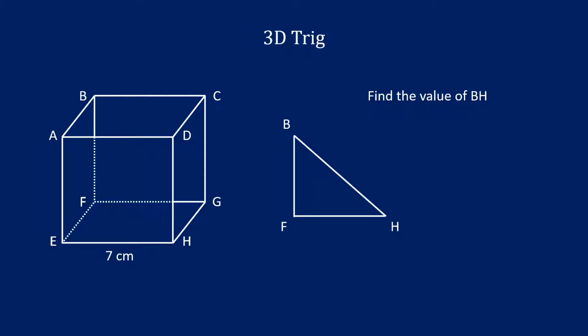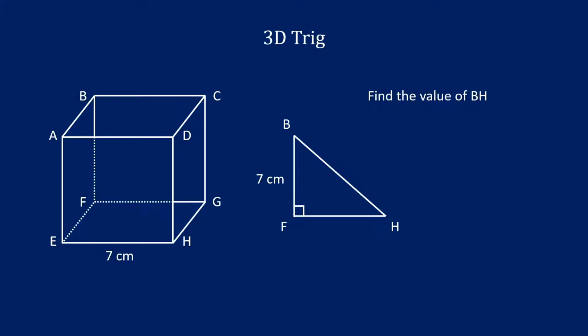Well, I know what BF is because it's a cube, so BF is 7 centimeters. Also, I know that angle BFH is 90 degrees. How do I know that? Well, it's a cube and I took the triangle from BFH, so it has to be 90 degrees. Do I have enough information to find BH? Nope, I don't. I am missing either side of an angle, so what can I do here?